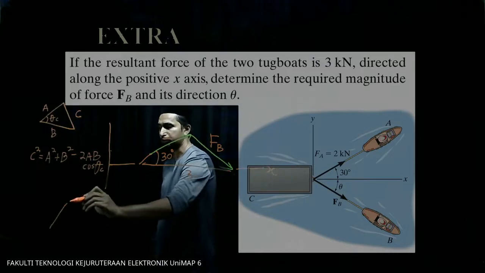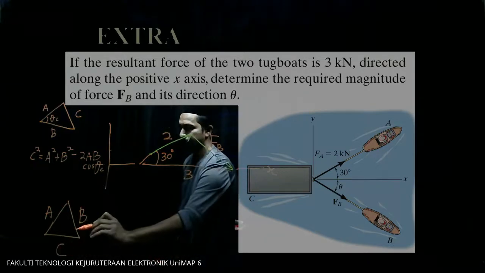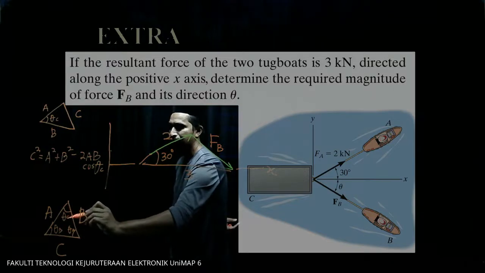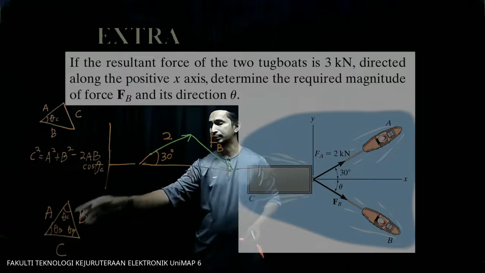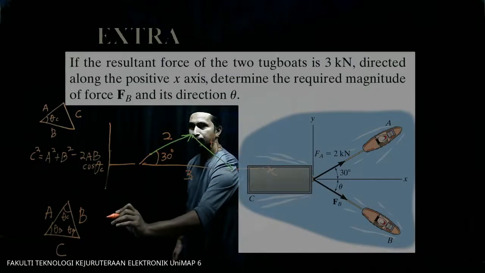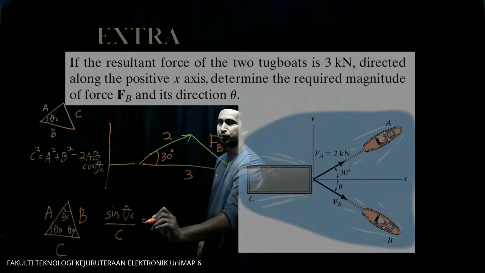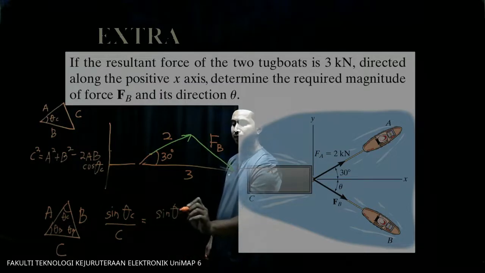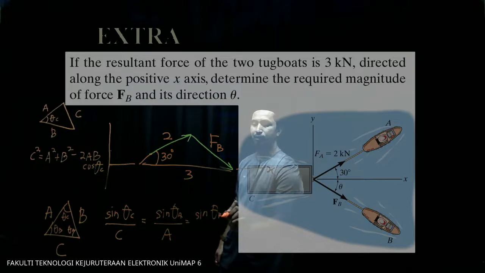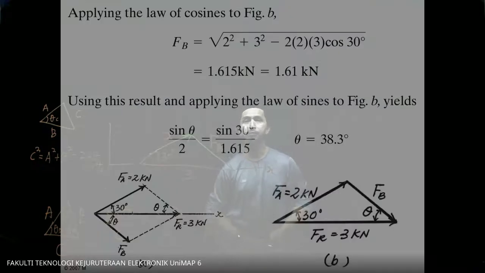So this is the sine law. This is A, B, C. This is theta A, this is theta B, this is theta C. The opposite side of C is theta C. So the sine law: sine theta C over C equals sine theta A over A, equals sine theta B over B. That's why here we have sine theta.